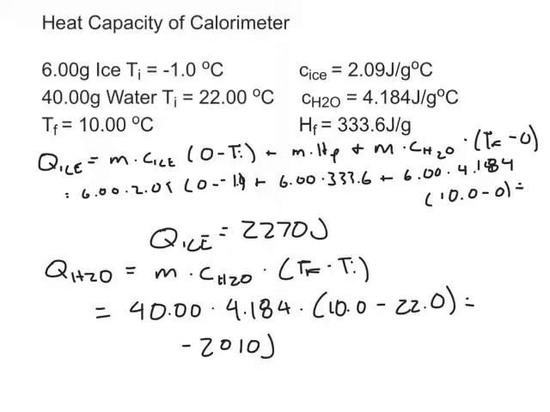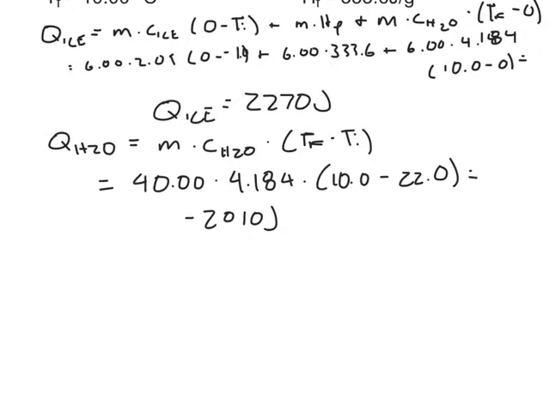So you notice that we have a difference between these two numbers. In a perfect world where the calorimeter had 0 effect, these two numbers would be equal. The difference between the heat gained by the ice and the heat lost by the water is the amount of energy that went to our calorimeter. So now we can calculate the heat capacity of our calorimeter.